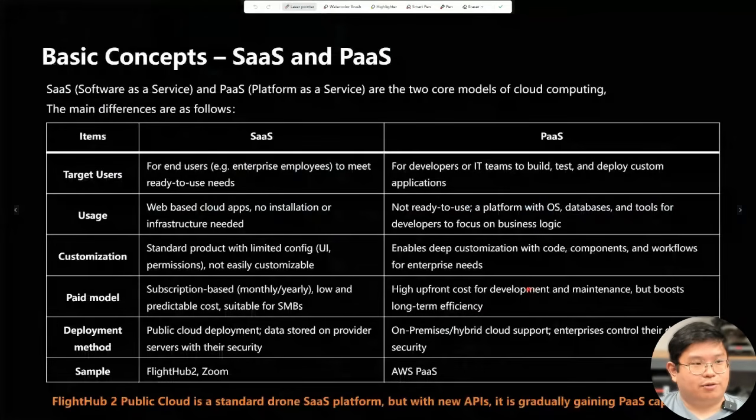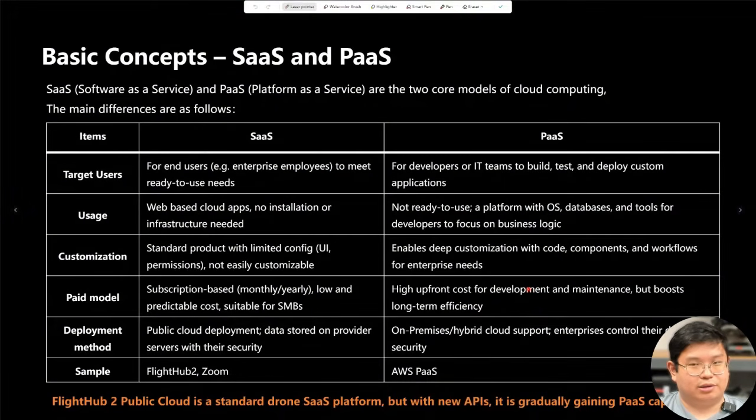The basic concept here is software as a service and platform as a service. There are some differences. For example, the FlightHub 2 public version would be a good example of software as a service. Platform as a service is more like providing a platform for developers to build on top of. If they want to build, say, a specific custom solution over a well-built structure or platform, they can do something like that. One example would be AWS, platform as a service. But FlightHub 2 on-premises can also be like that.